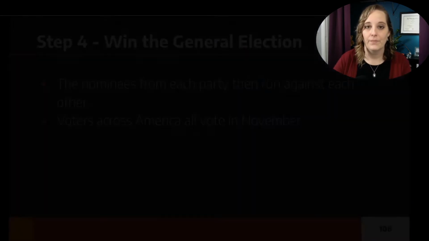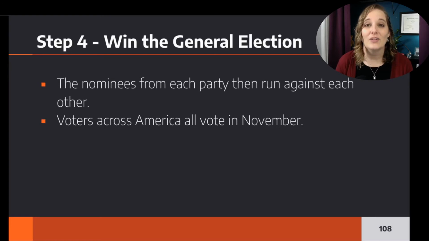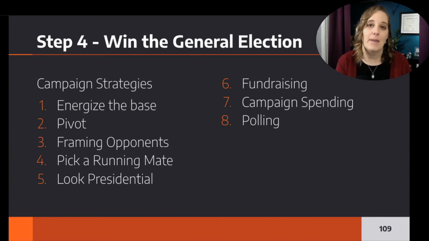Finally, you have to win the general election. This is the only step where candidates are actually running against a member of the opposite party. Throughout the rest of the process, they are only going up against members of their own party. There are 8 campaign strategies that candidates use when running for election.